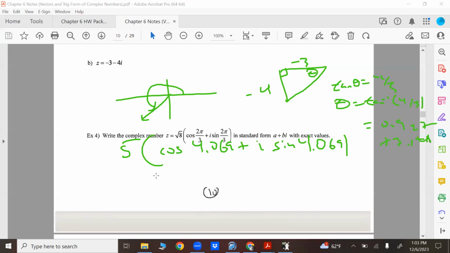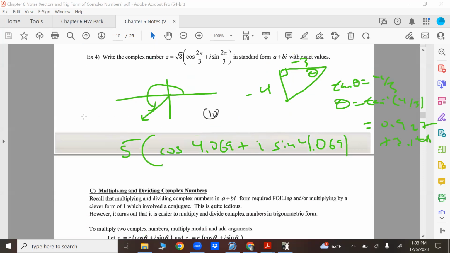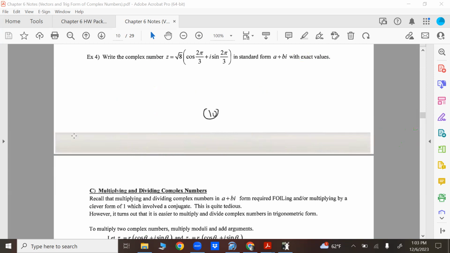Keep on moving. Now you're asked to do this in complex number form. So switch it, and that's not hard. 2 pi over 3 cosine is negative half. So root 8 times negative 1/2 plus i sine root 3 over 2. And what's root 8 simplified?